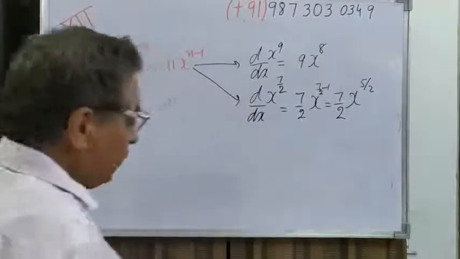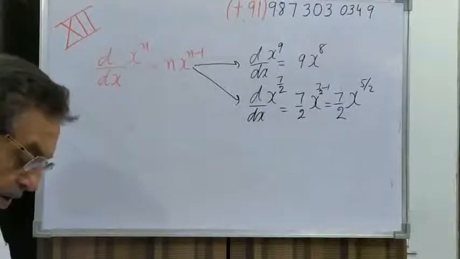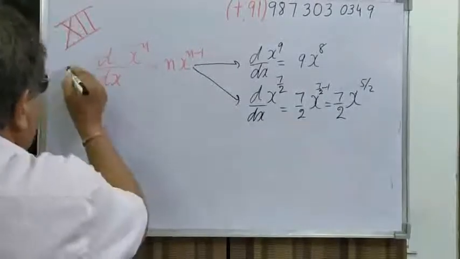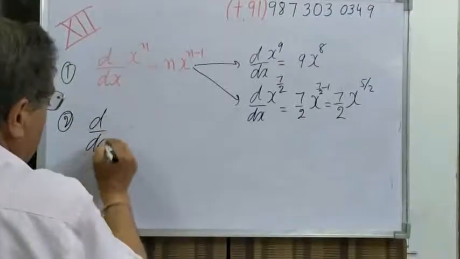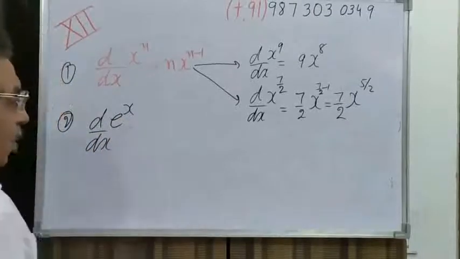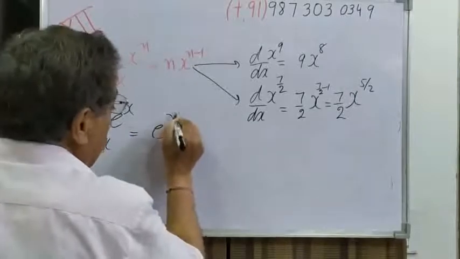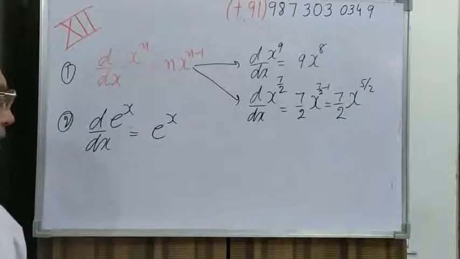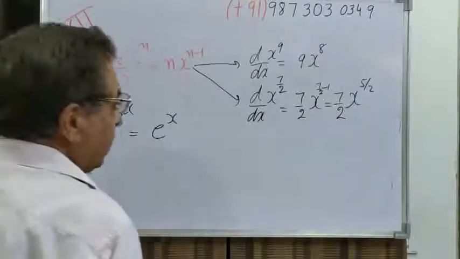Now, after knowing this formula, let us go to the next one, that is d/dx of e to the power x. The second one is d/dx of e to the power x, the exponential function. What is the answer for this one? e to the power x as it is. The derivative of e to the power x with respect to x is as such.